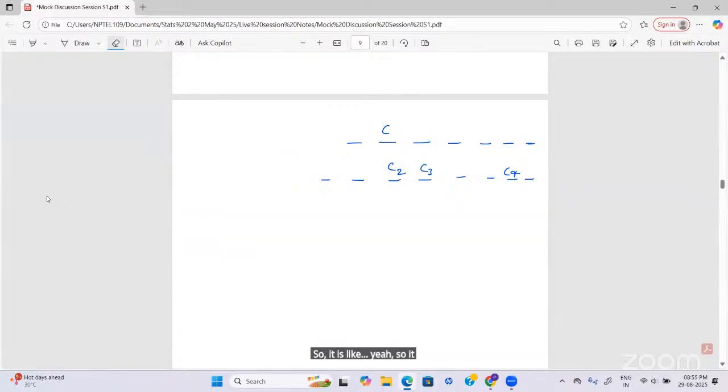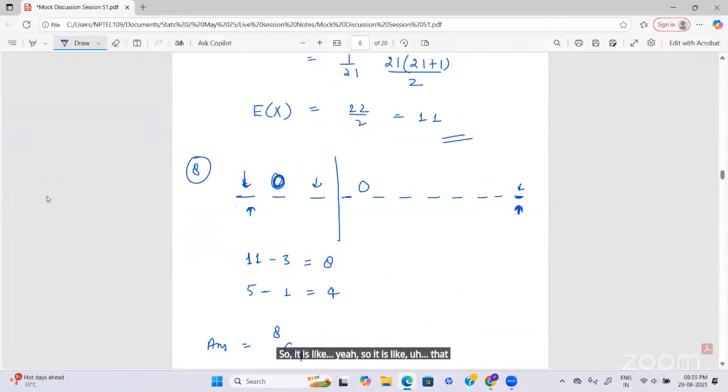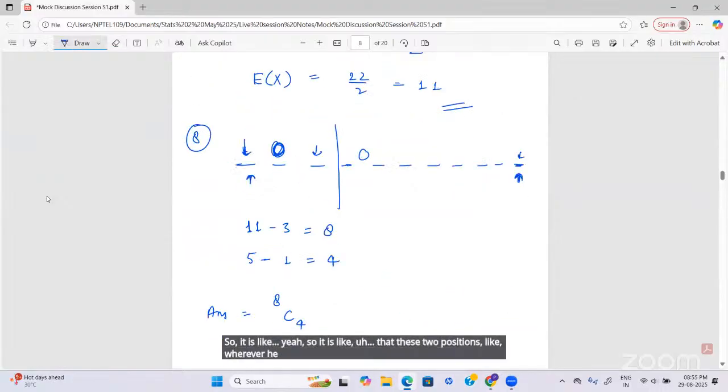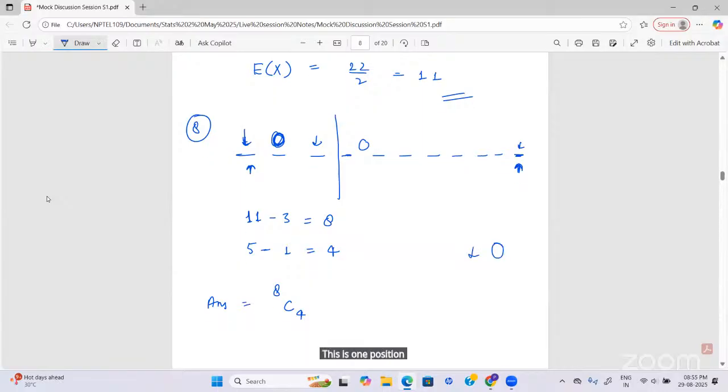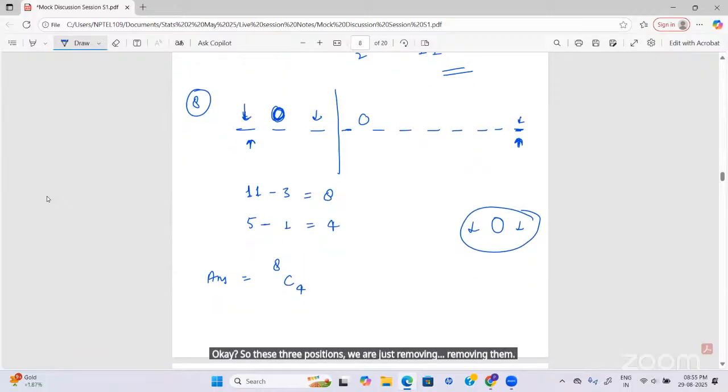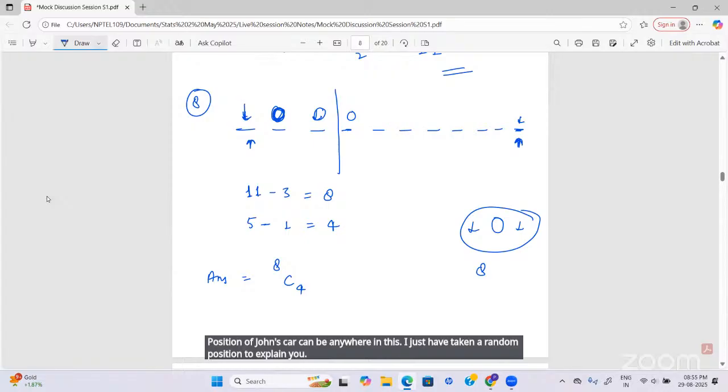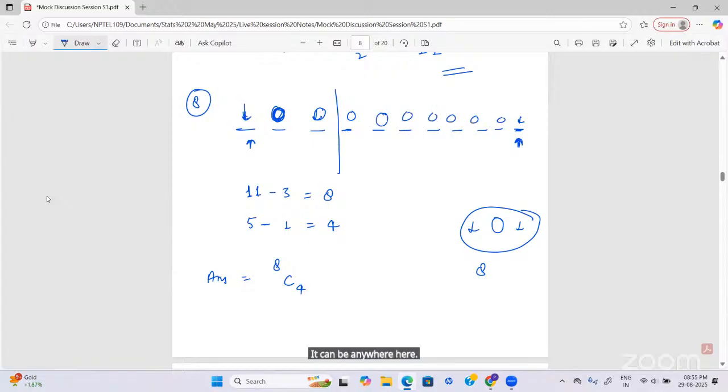It is like that these 2 positions, wherever he has parked his car, this is one position, and the neighboring 2. It can be anywhere in this. So these 3 positions, we are just removing them. So now we are left with 8. John's car doesn't change position. It can be anywhere in this. I just have taken a random position to explain to you. It can be anywhere here, so we except the endpoints. Multiply with all the cases possible, right?